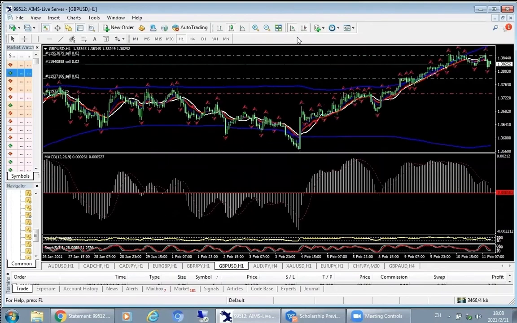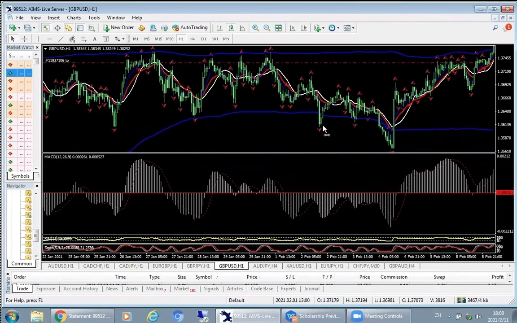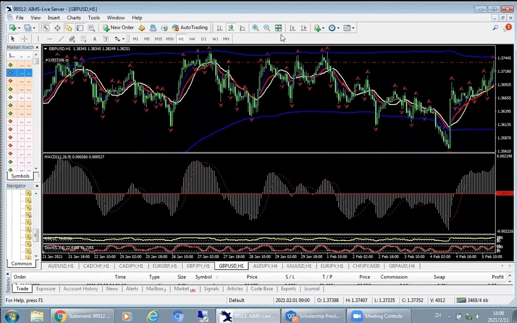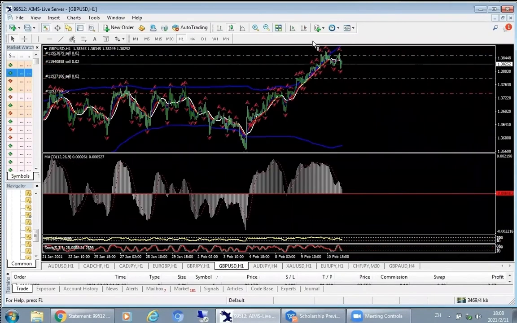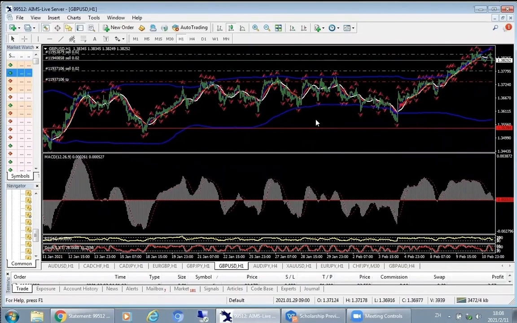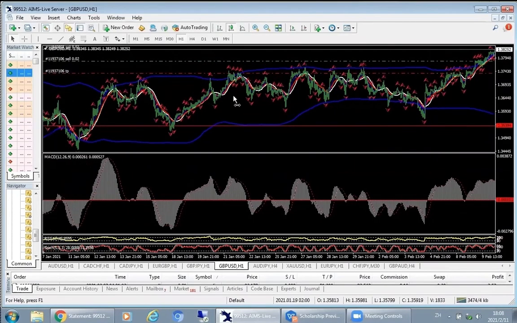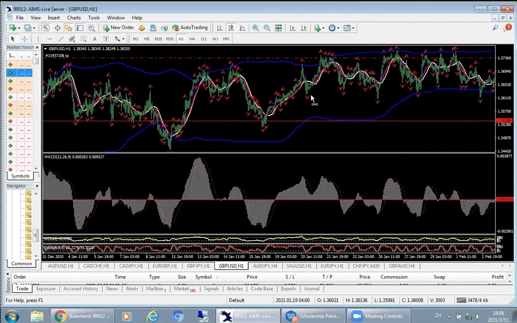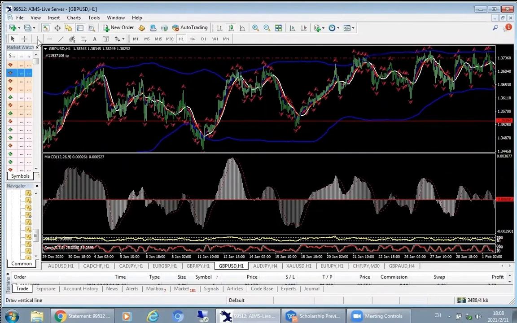Let's see here. Now let's talk about this particular pair here. Let me just make it smaller. If we were to look back here, let's say we start in the month of January. Here we are, this is in the month of January, the 4th of January.